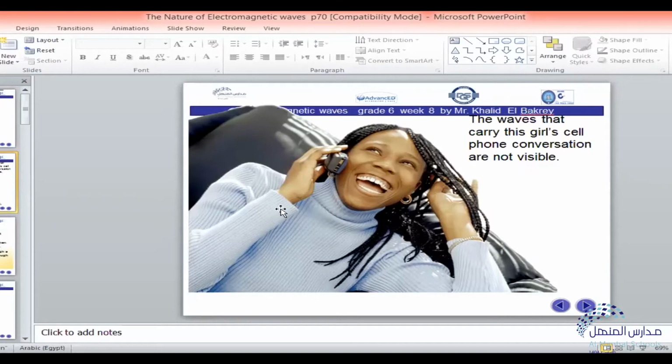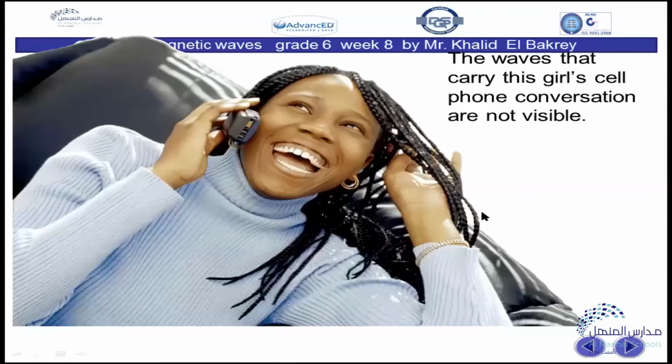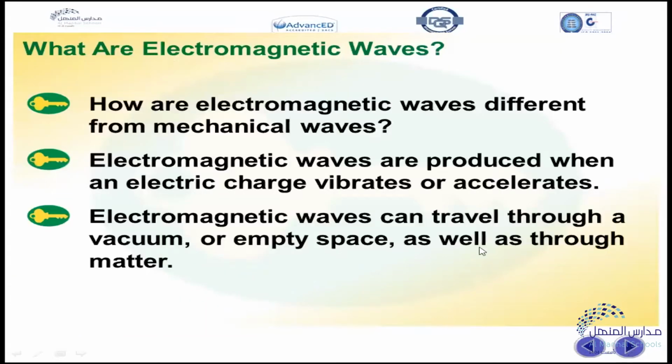Before starting, we are asking ourselves this question: do we use any electromagnetic waves now? The answer is yes. The cell phone that you are using, or any device that is connected to the Wi-Fi, the lights that enable us to see, they are all kinds of electromagnetic waves. In order to understand what electromagnetic waves are, we should answer these questions.